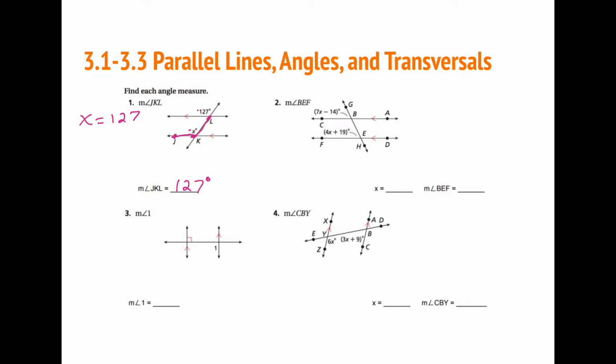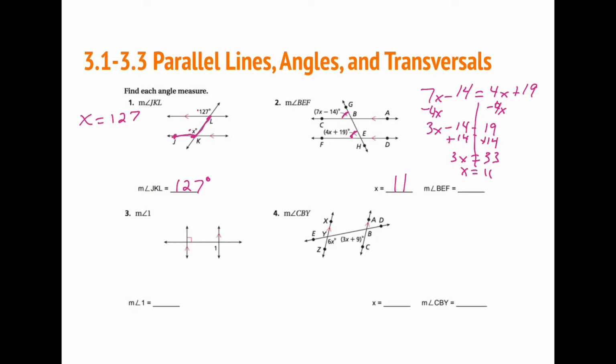Now, question number 2, it's a little bit tougher than just getting the answer, right? So the first thing we have to set up here is what is my relationship between these two angles? Well, those are also corresponding. So once again, corresponding angles are congruent, so I can set up the equation 7x minus 14 is equal to 4x plus 19. So remember, corresponding angles are congruent, so therefore we can set them equal to each other. Then we can solve from there. Subtract 4x, subtract 4x, we get 3x minus 14 is equal to 19. Add 14 to both sides. 3x is equal to 33. And then divide and get x equals 11.